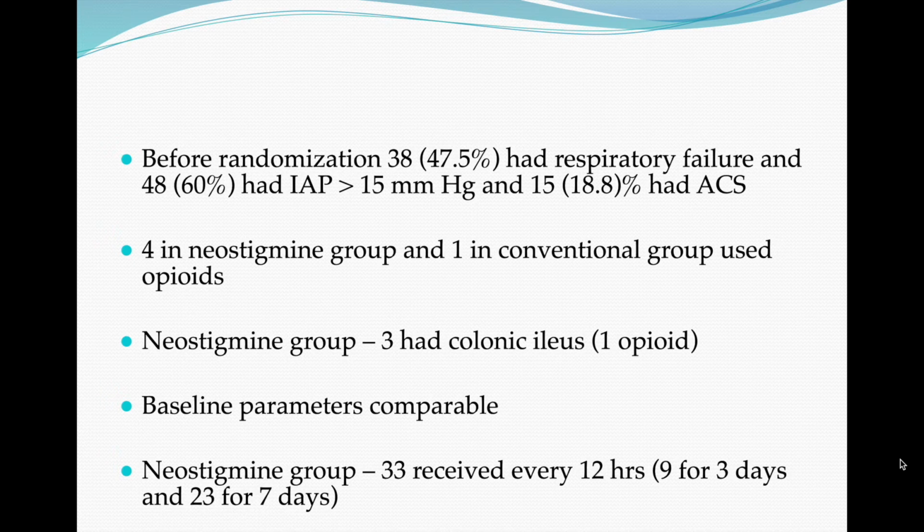So before randomization, 38 patients out of the 80, that is 47.5%, had respiratory failure, and 60% had IAP of more than 15 mmHg, and 15% had abdominal compartment syndrome. Now 4 in the neostigmine group and 1 in the conventional group used opioids. In the neostigmine group 3 had colonic ileus, and one of them used opioids, maybe because of that. The baseline parameters, as I said, were comparable. In the neostigmine group 33 received it every 12 hours, 9 patients for 3 days, and 23 patients for 7 days.